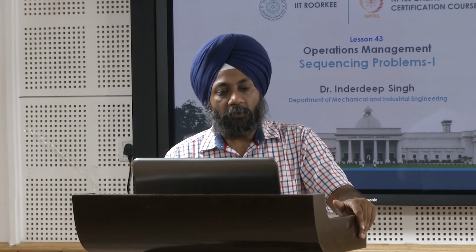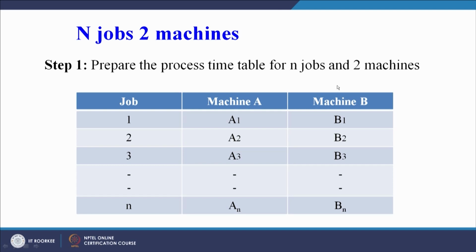So we will try to explain it from 2 points of view. First one is the steps that need to be followed in a general problem, and then taking data and trying to solve that problem. So step 1 is, first we have to prepare the process timetable for n jobs on 2 machines.